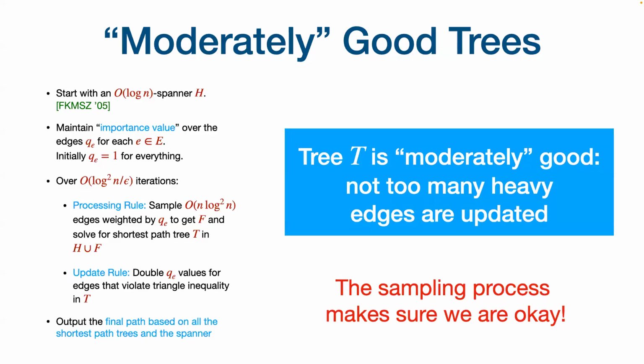So let's look at the first part, meaning we want to prove that the total weight does not increase too much. Okay. What is this saying? When are you increasing the weight? You get this tree T based on QE values from the processing. So you sample something and then you get a shortest path along with F and T. And then you double these QE values later, which means you're increasing the weight. But we want to try and show that this weight increase is not going to be too much. So these trees are going to be moderately good, meaning they won't have many heavyweight edges, heavy importance edges, which are updated.